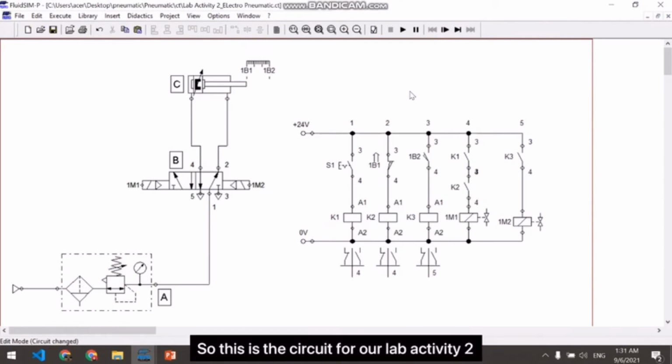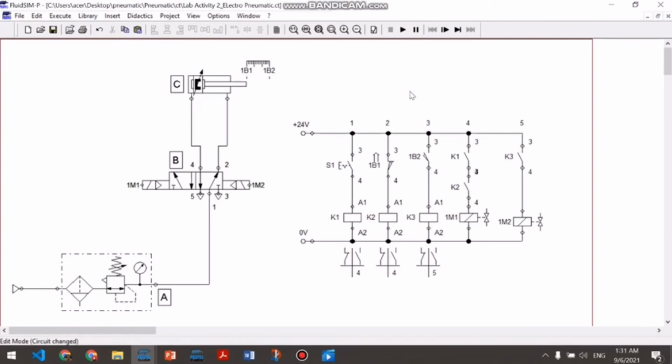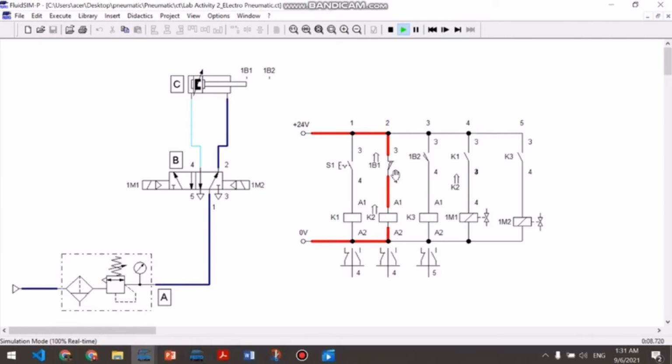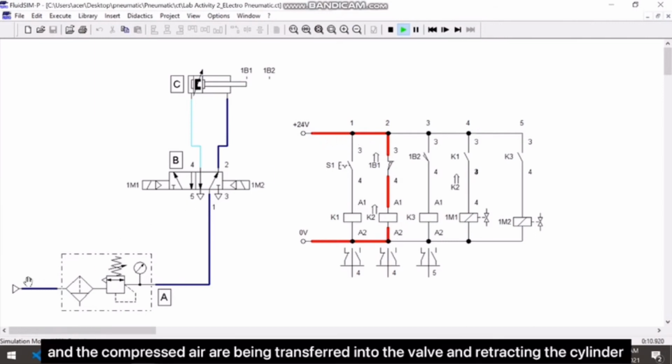So this is the circuit for our lab activity. Let's just run. As we run the circuit, we can see that there is electrical flow into this part of the electrical diagram, and the compressed air is being transferred into the valve and retracting the cylinder.